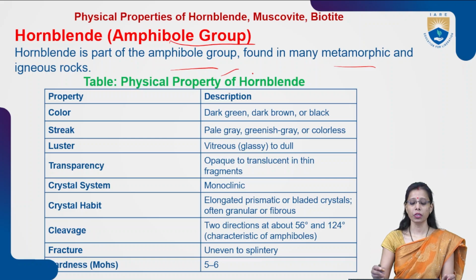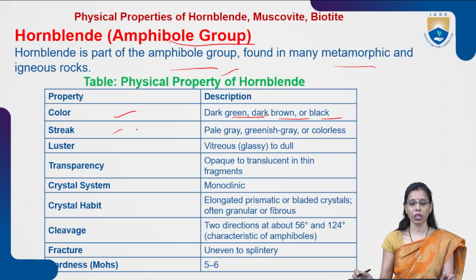Now if we talk about the physical properties of these minerals, if we talk about color, what is the color of this mineral? It will be dark green, dark brown or black. So basically this hornblende mineral comes in two to three colors, that is dark green, dark brown or black color.